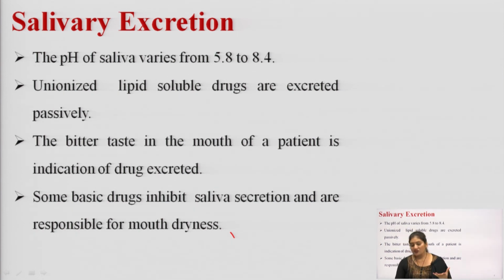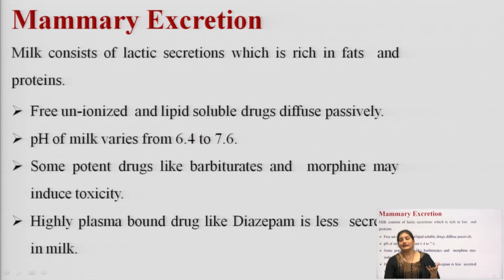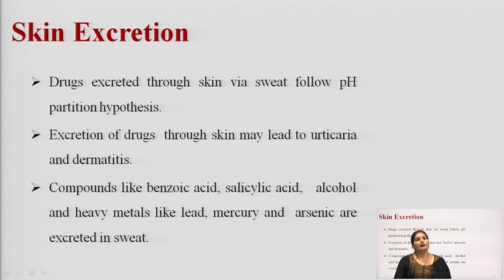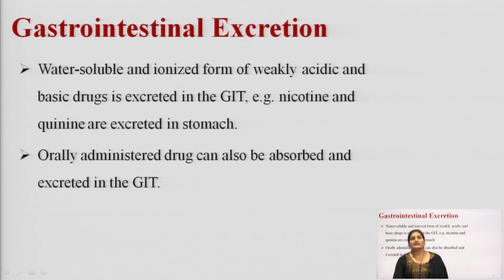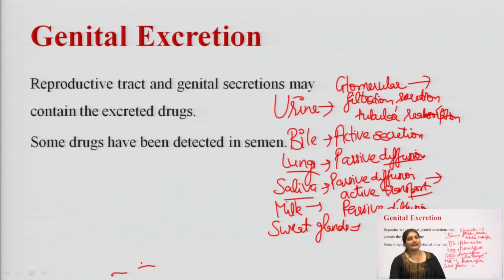Next is the salivary excretion, where the involvement of saliva is there. Mammary excretion, in this there is involvement of the milk or mammary glands, and the free unionized and lipid soluble drug can be excreted with the help of passive diffusion process. In the skin excretion, there is the involvement of skin, or the drug can be excreted out via sweat glands. In the gastrointestinal secretion, there can be excretion with the help of the GIT. And the last one is the genital excretion, in which the drug can be excreted with the help of the reproductive tract or genital organs.